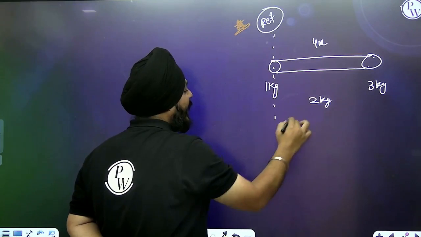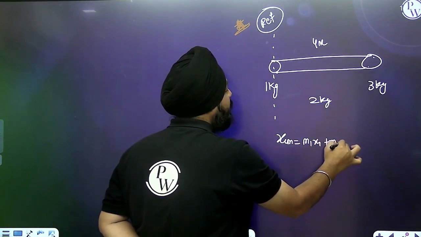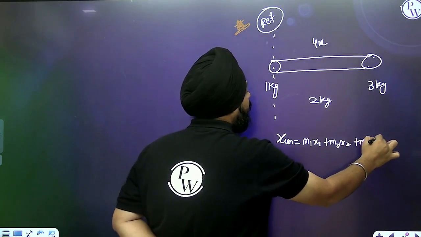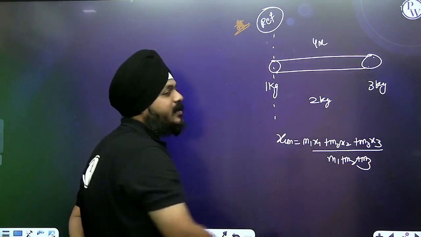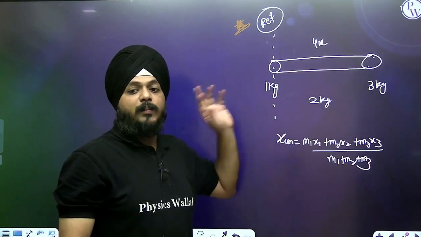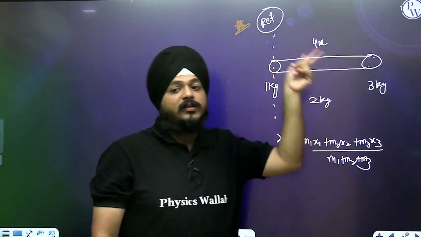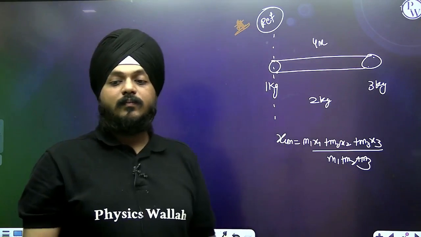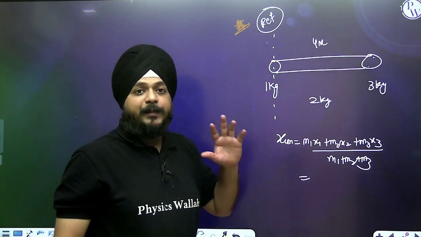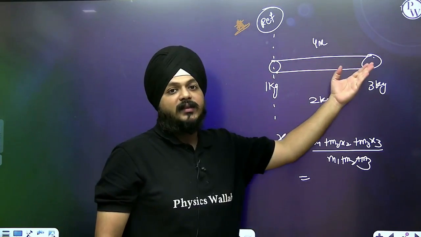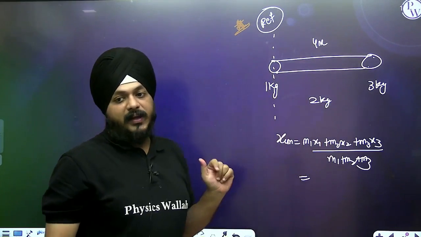Directly, x center of mass is equal to m1 x1 plus m2 x2. There is a difference in how we calculate the value of x. For that reason I've taken this example, because here both discrete particles and continuous bodies are involved. With this example you will get a perfect idea of how the distances differ for continuous bodies and discrete particles.